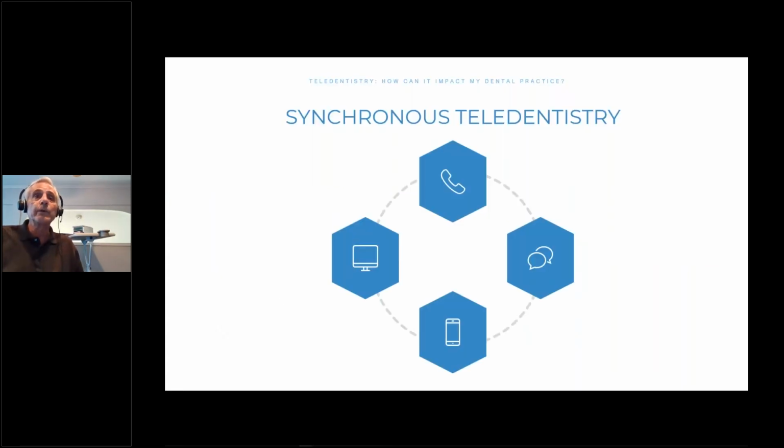So we've got synchronous teledentistry, which just means real time. When you're on the phone, you're doing synchronous teledentistry. If you're doing chat, that's synchronous teledentistry, as are video recordings and texting, anything that is happening on a real-time basis. These are all the tools that are available today, potentially even within one application.